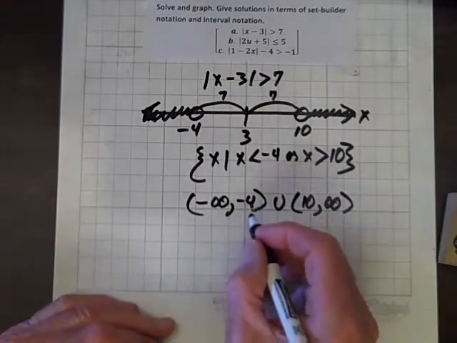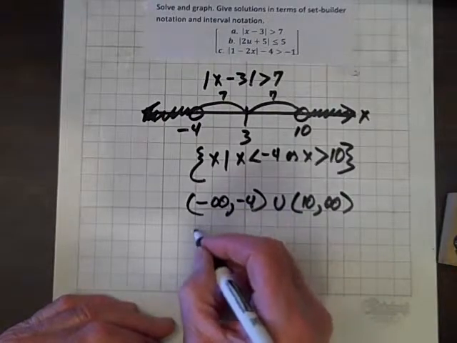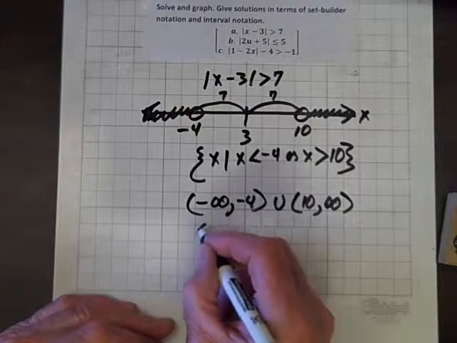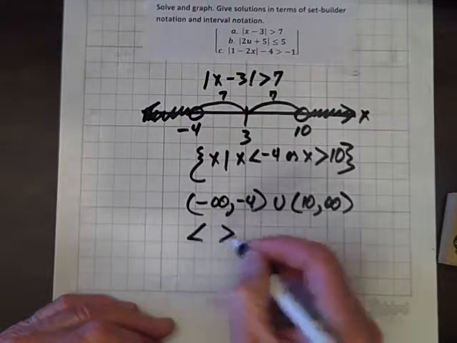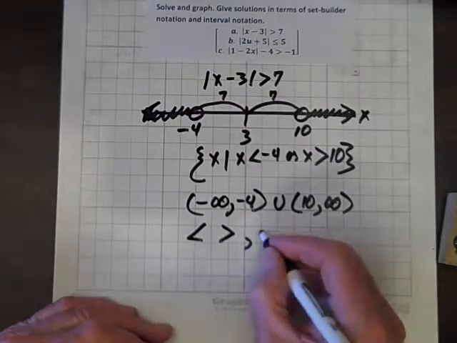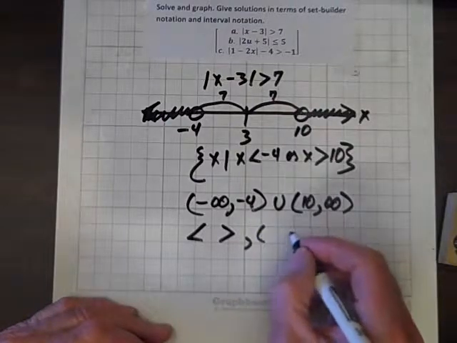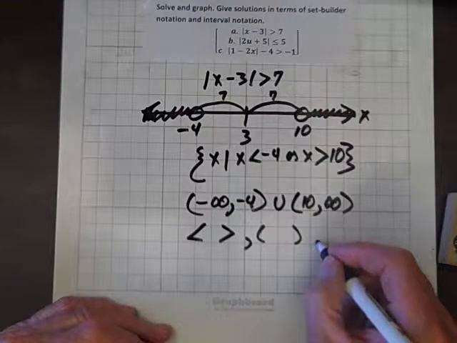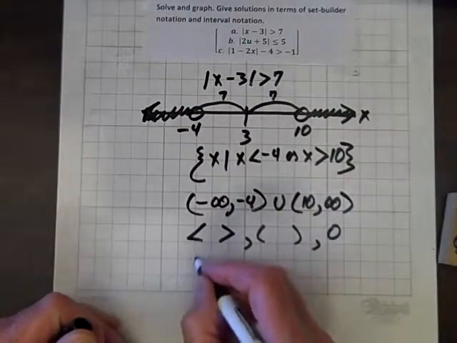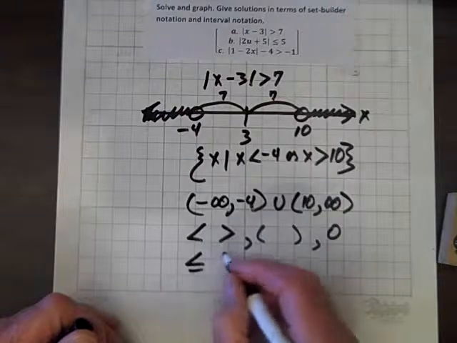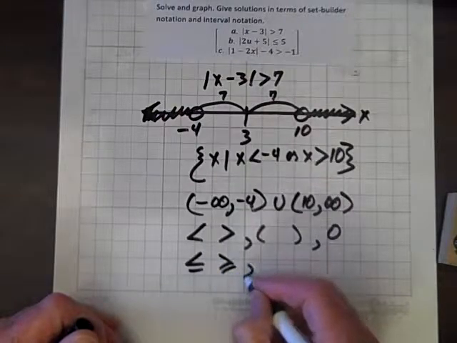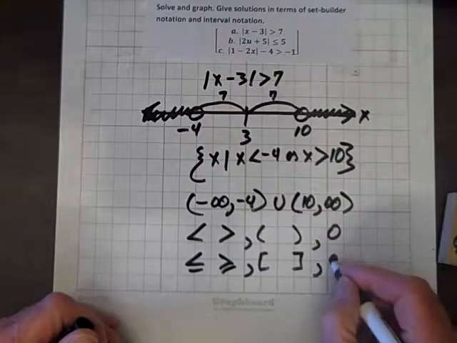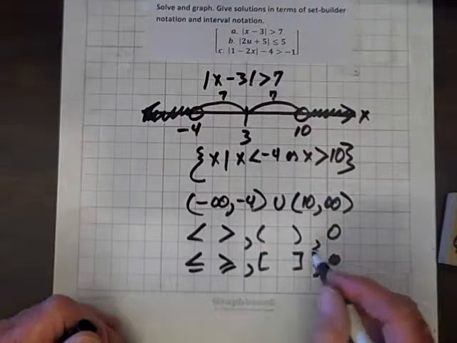Now, let me point this out in case there's any confusion. Anytime you have a less than or greater than, we're going to use parentheses, and we're also going to use open circle. Anytime you have a less than or equal to or greater than or equal to, we're going to use bracket, bracket, and closed circle.